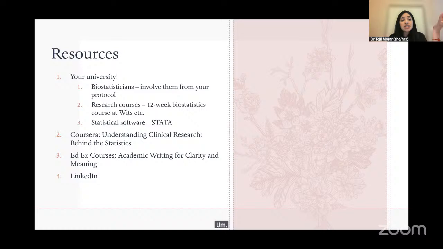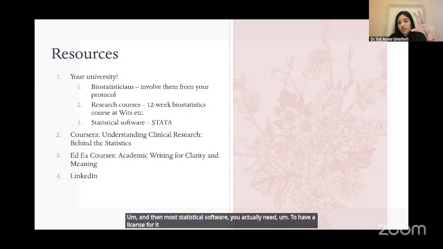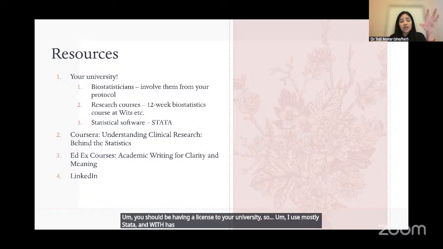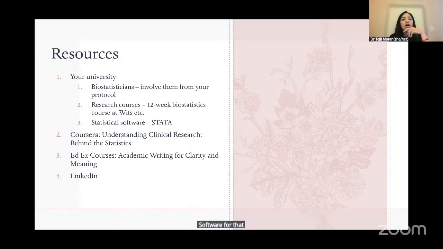And then most statistical software, you actually need to have a license for it. And once again, if you're paying fees, use that because you should be having a license through your university. So I use mostly Stata, and Wits has a software for that.